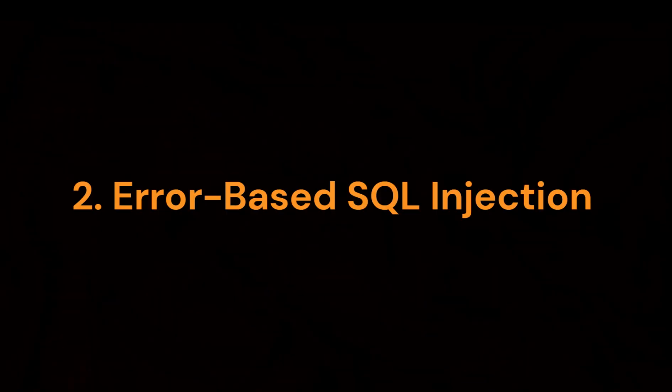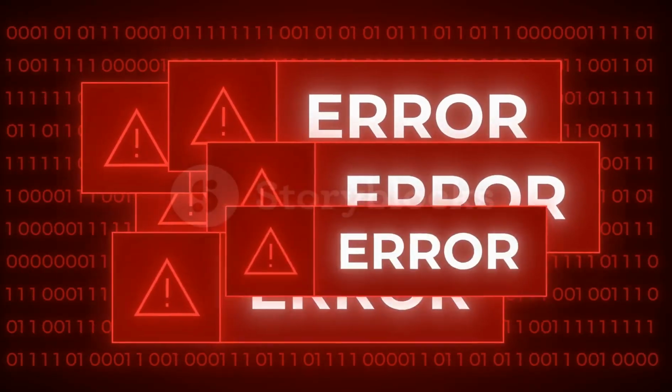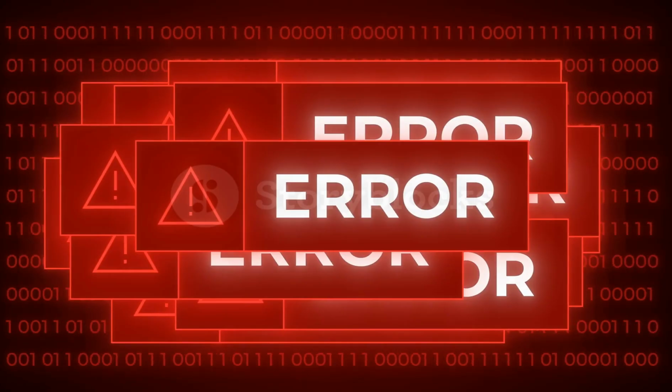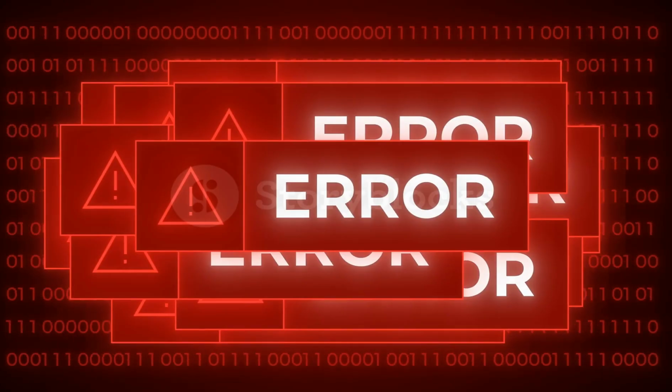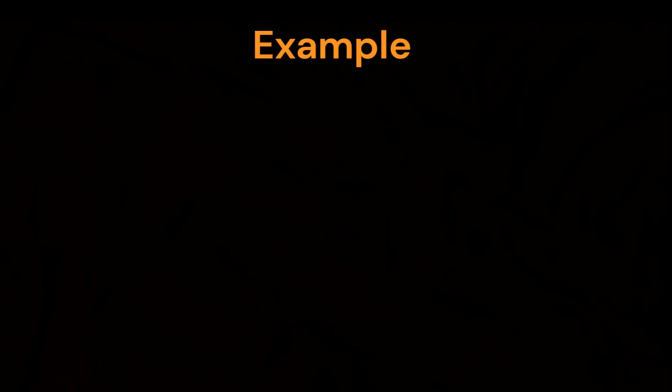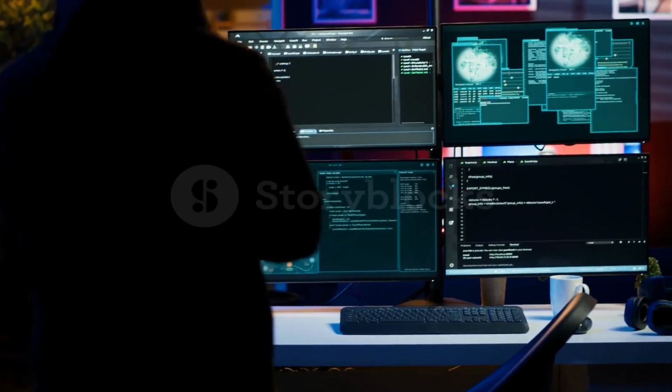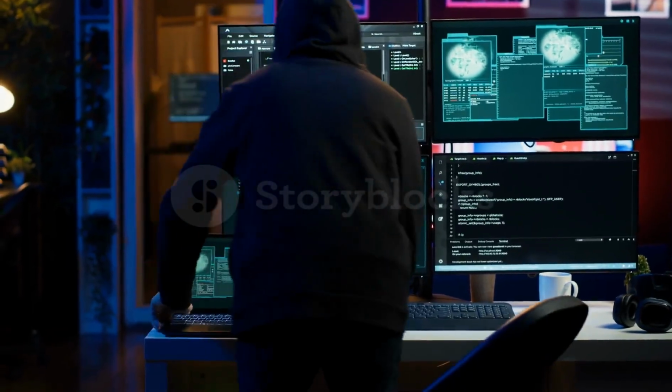2. Error-based SQL injection. Forces database errors to leak sensitive information in error messages. The hacker adds a single quote in the website URL to test for error-based SQL injection. Example: normal URL of a website, http://site.com/product?ID=1. The hacker adds a single quote. The URL becomes http://site.com/product?ID=1'. That single quote breaks the query, and insecure configurations spill database secrets right in the error messages. After confirming the vulnerability, the hacker tests more payloads and gets data from the database.